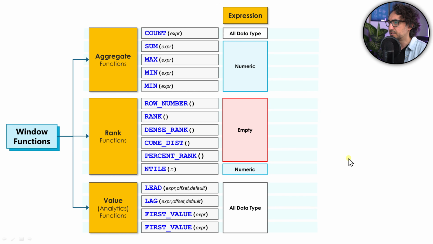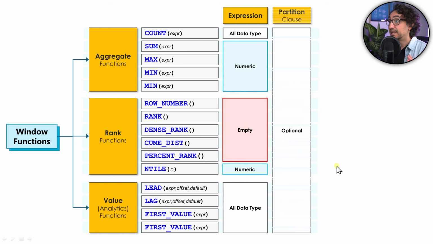So now let's have this overview again. For all functions, the partition by for all those functions is optional. So if you don't use the partition by in all those functions, you will not get any errors. So now let's go back to SQL in order to start practicing with this clause.